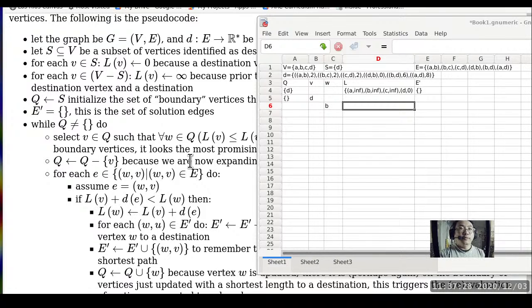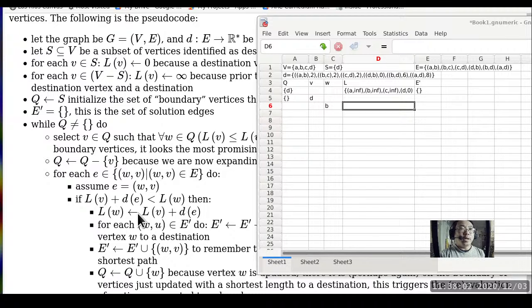So we look at L of V. V is D. L of D is 0. So we have a 0 plus D of E. E is the edge going from B to D. If you look up the distances, going from B to D has a distance of 6. So we are now looking at 0 plus 6 and comparing that to see if it is less than infinity. The answer is yes, it is less than infinity.